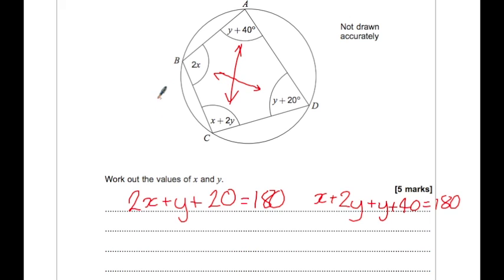So you've got a couple of options here of how you approach this. So you could maybe tidy up both equations and then solve them as simultaneous equations to find x and y. So on the left hand side we've got 2x plus y equals 160, and on the right x plus 3y equals, so we've got to take away the 40, 140. So now it depends how you want to do it. You could do it by elimination or substitution.